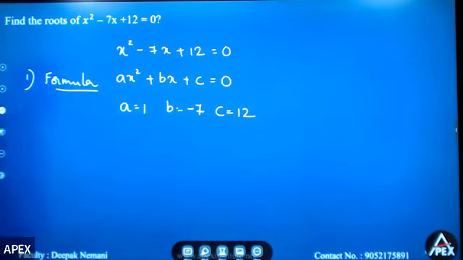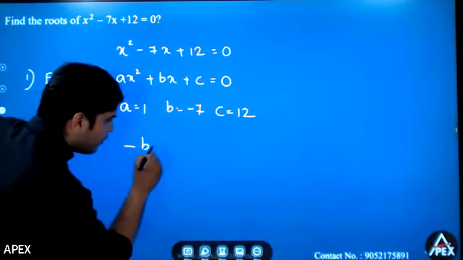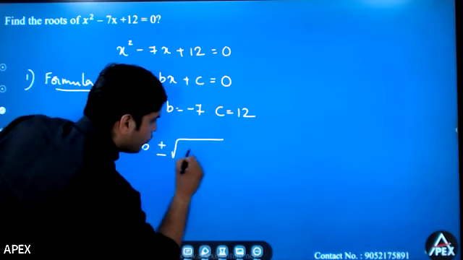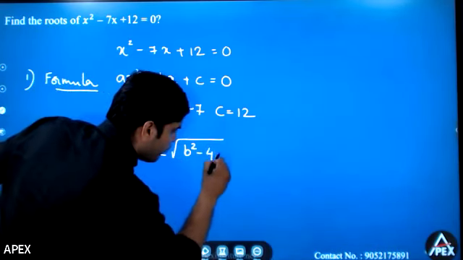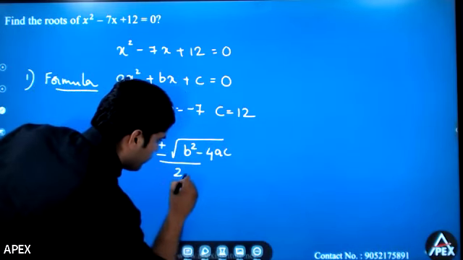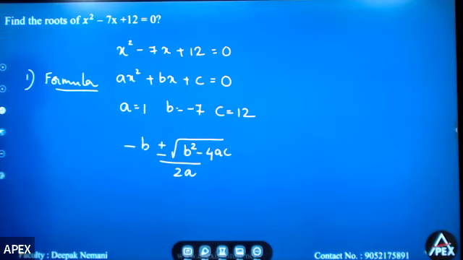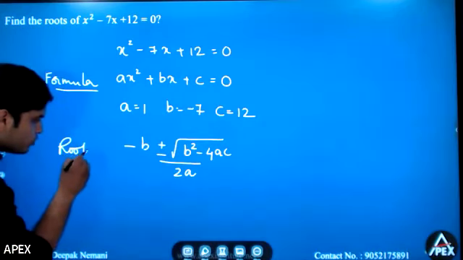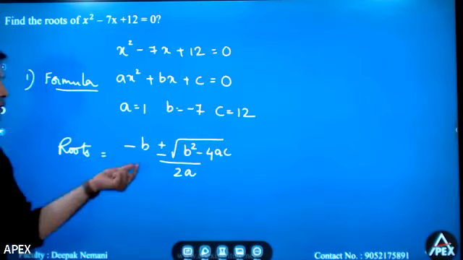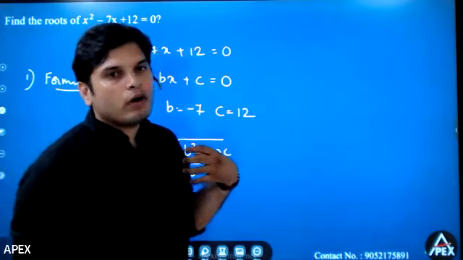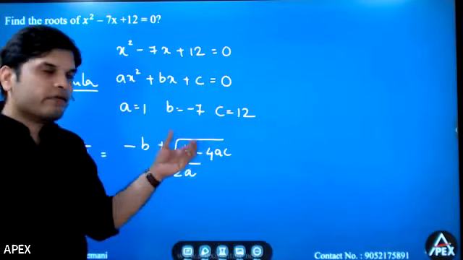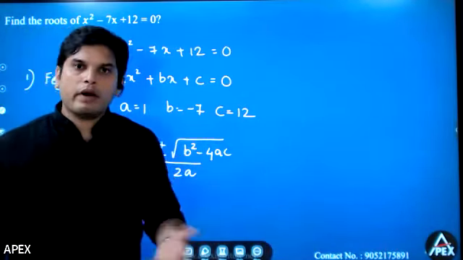Okay, now the formula to calculate roots of a quadratic equation is minus b plus or minus root over b square minus 4ac by 2a. Clear? So the formula to calculate roots of a quadratic equation is minus b plus or minus root over b square minus 4ac by 2a. So here b square minus 4ac is called as discriminant, and we'll discuss the importance of this in the quadratic equations class.